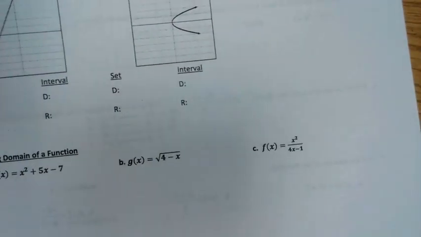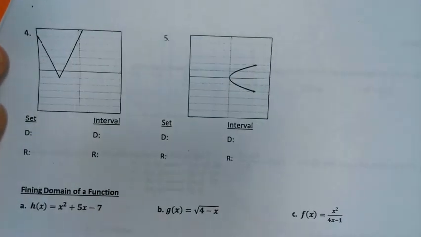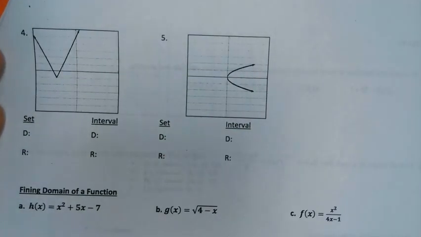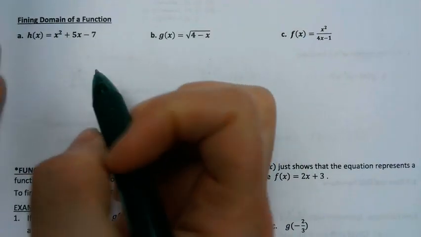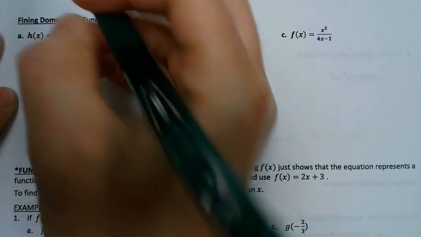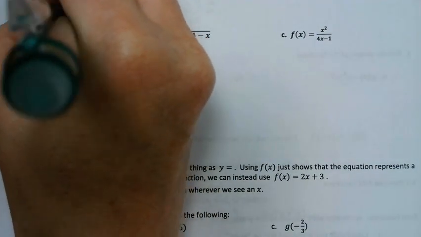Okay, let's keep on rolling. We have 2 more. We're going to come back to these. To find the domain of a function, we need to find out what value is going to make the function not a real number. So you only look at x because it just says finding the domain. So we're only looking at x.